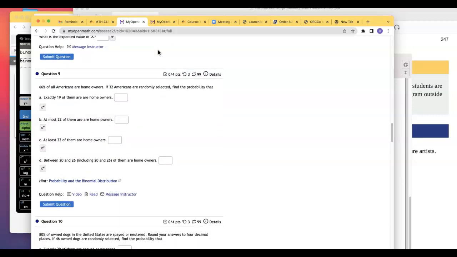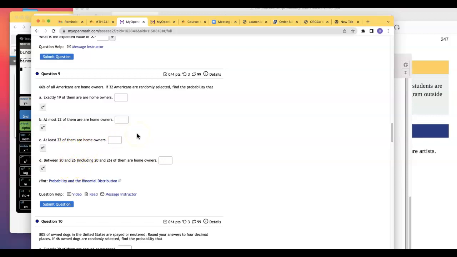This is question 9. It is a binomial. It says 66% of all Americans are homeowners. If 32 Americans are selected at random, find the probability of whatever here. So these are going to be different probabilities. So we're going to use binomial CDF, binomial PDF. And in this case, we may use subtraction because it's going to be the other half.